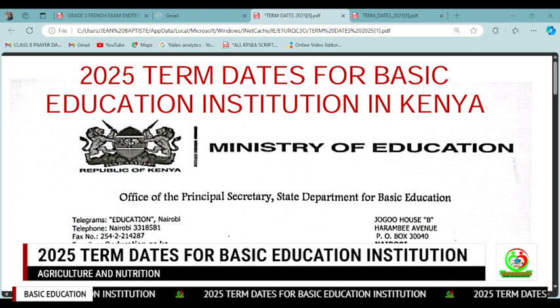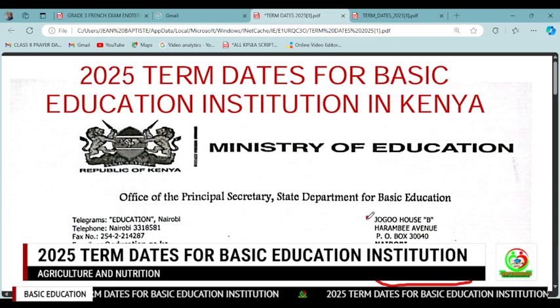2025 term dates for basic education institutions in Kenya. This is a new thing that was released today. Today is 18th October 2024. When you look at this date, here is the date that I'm talking about.